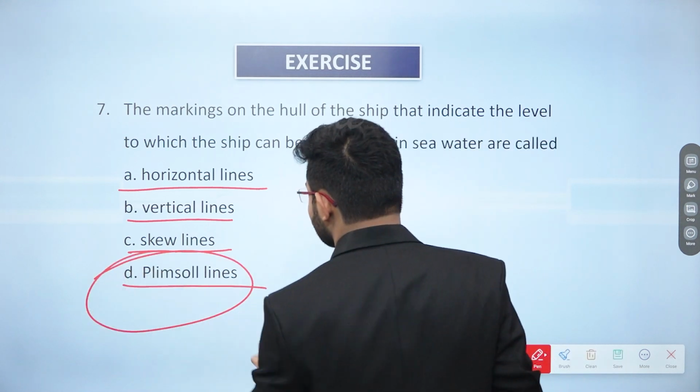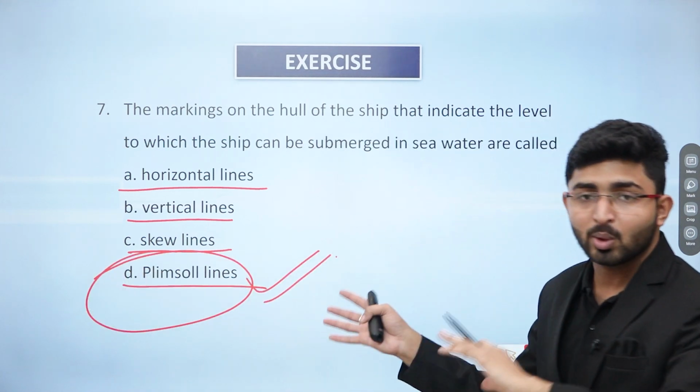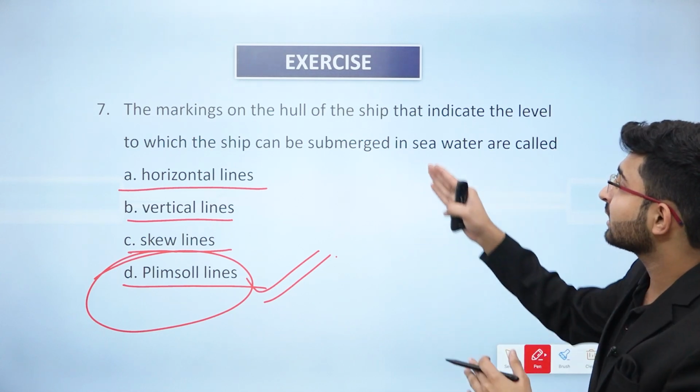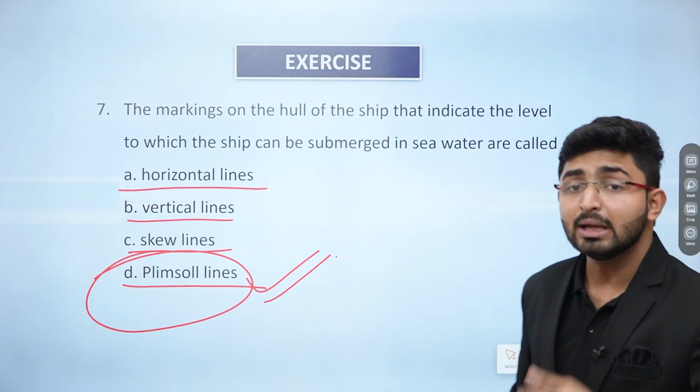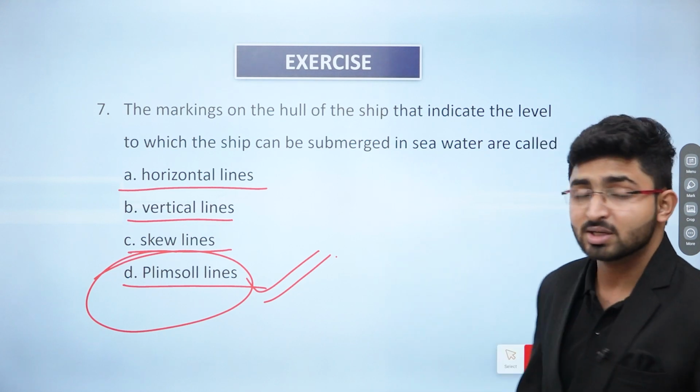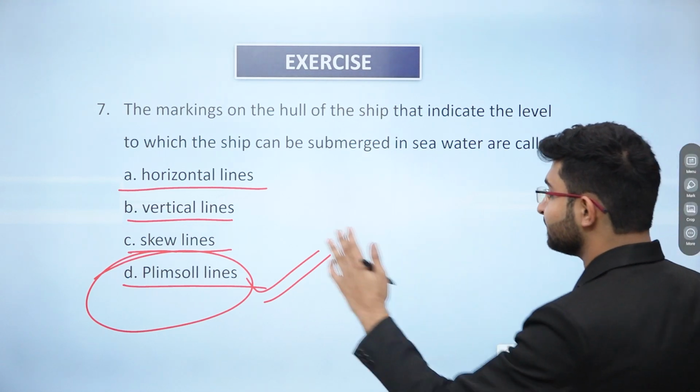So we have studied that Plimsoll lines are the markings on the hull of the ship that indicate the level to which the ship can be submerged in seawater. Okay, so that is Plimsoll lines.